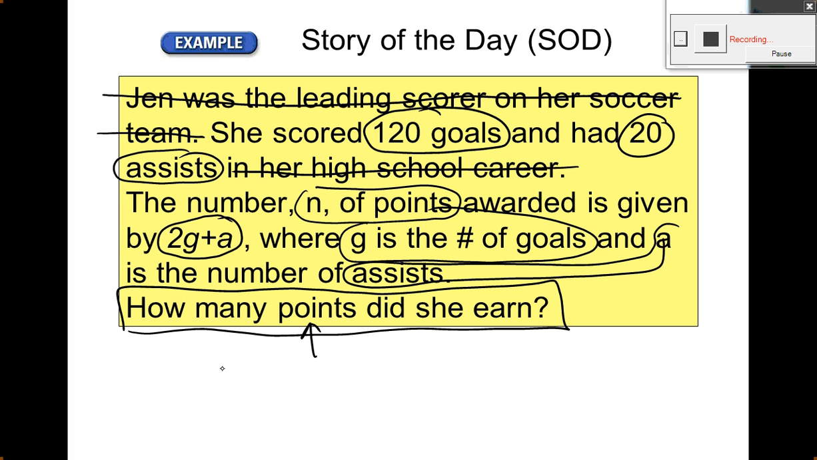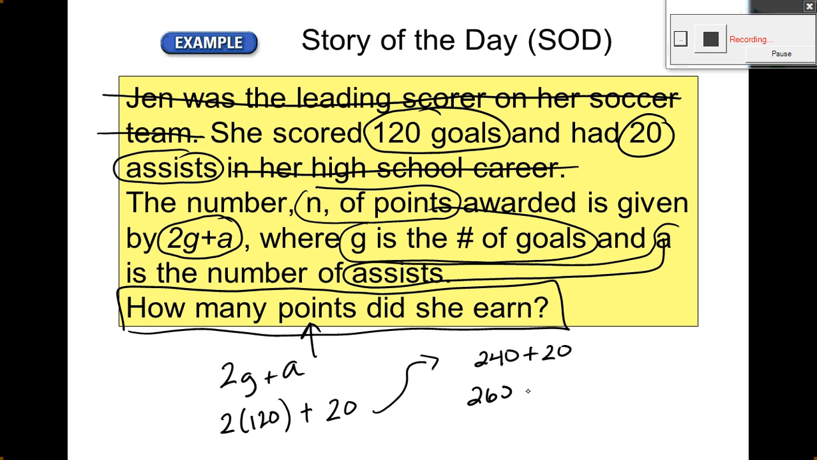So our expression is this, 2G plus A. Well, G is the number of goals, and she scored 120 goals. So that's 2 times 120 plus A is number of assists, and she scored 20 assists. So therefore, she scored 2 times 120. I'm going to multiply first. That's 240 plus the 20, which gives us 260 points. And that is what we were looking for. How many points did she earn?